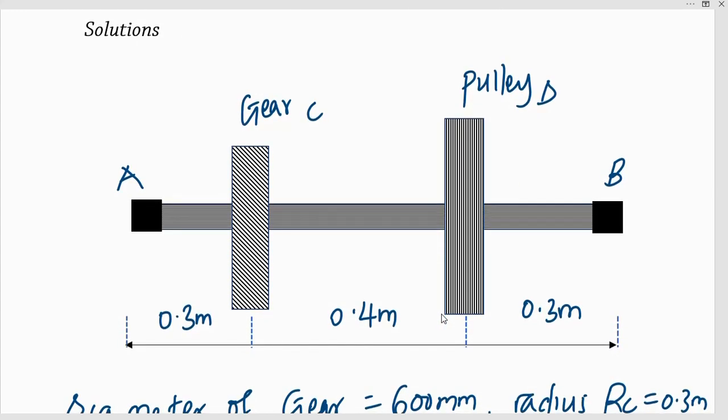Now this is the transmission mechanism that we are looking at. We have a pulley here, we have a gear all fixed on the shaft that has to rotate on bearings A and B. The distances are indicated as given: 0.3 meters from A to C, then between C and D 0.4 meters, between B and D 0.3 meters.